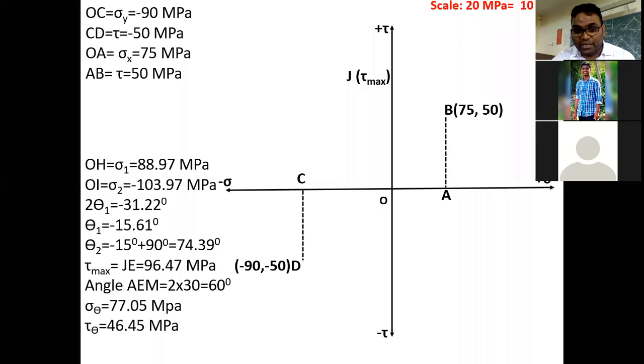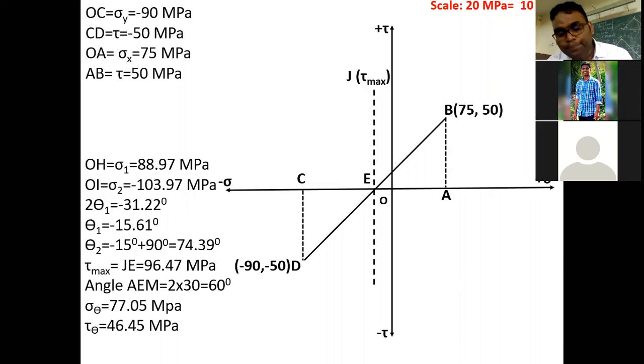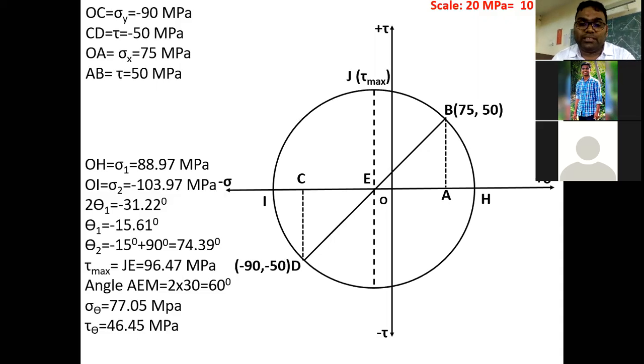Sir, just draw a line from B to D. Okay, I have drawn B to D. Then mark the intersection point of the line BD and the x-axis line. It's called E. Now take E as the center and BD as the diameter. Draw a circle, and that circle will be Mohr's circle. You draw this circle by taking the center E.